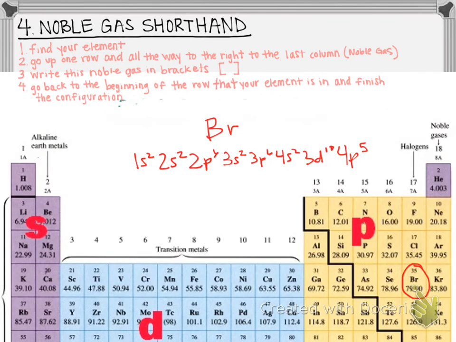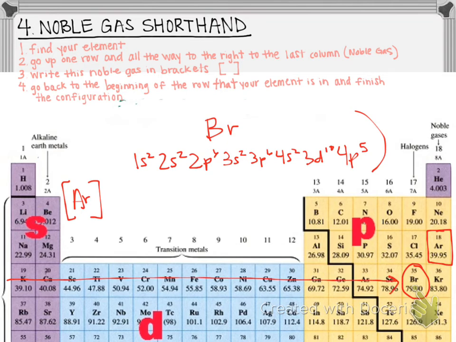Okay, so we just did the full electron configuration for bromine, and it looked like this. So the noble gas shorthand for that is you find bromine, you go up 1 row and all the way to the right, so your noble gas is argon. You would put that in brackets. So basically you're going to start at argon and then you finish your configuration all the way to bromine.